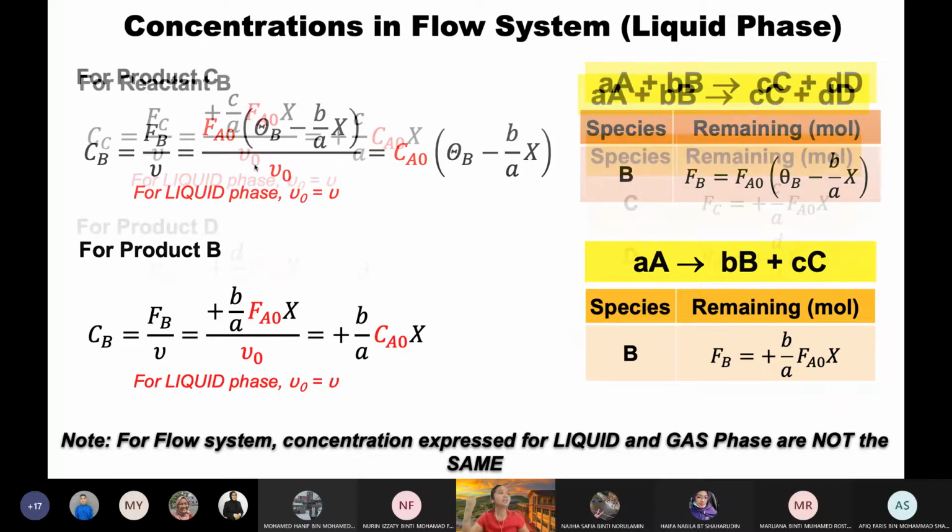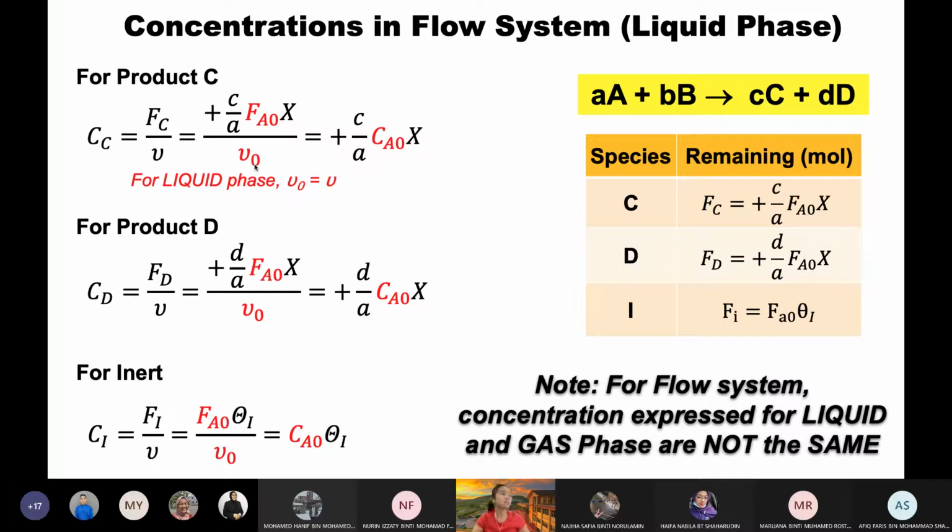Okay, so sama dengan C, sama dengan D, sama dengan inlet. The way to reach the last expression is different, but the final expression for the concentration is the same. So I always tell you, you don't have to worry so much about the elucidation of the equation. Tak penting sangat untuk kamu. Yang penting kamu kena tahu yang last expression tu. Macam mana kita nak express concentration ni.